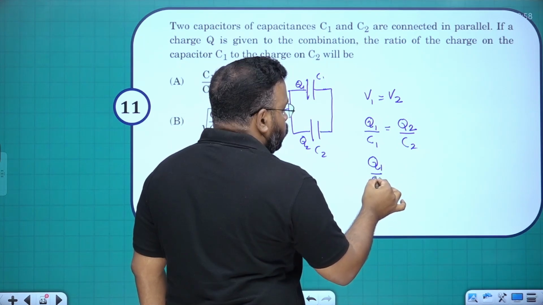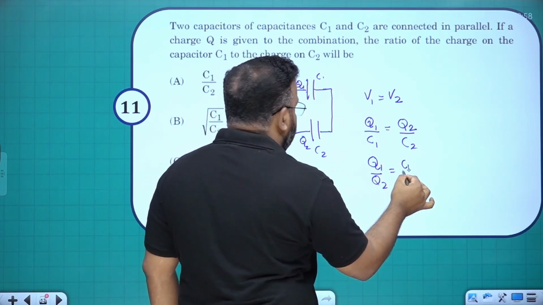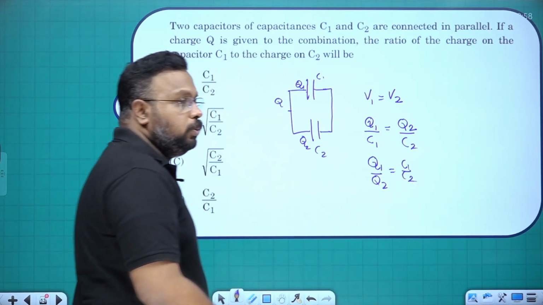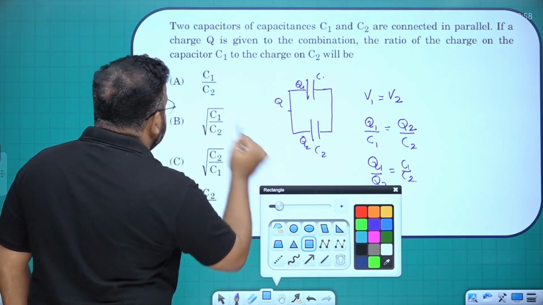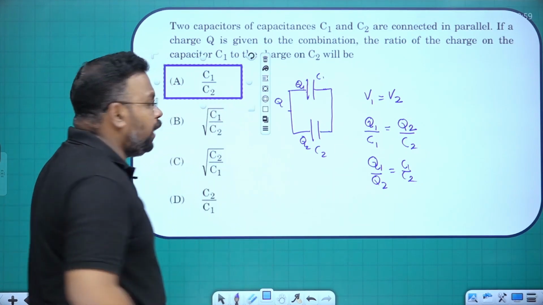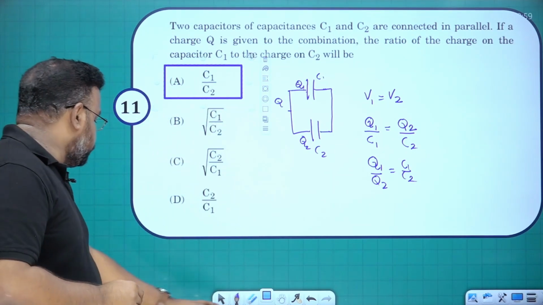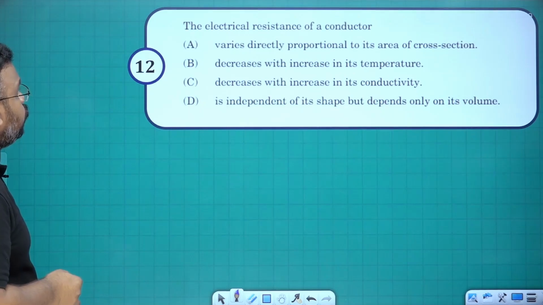What we need to find? We need to find Q1 by Q2, no? So Q1 by Q2 is equal to C1 by C2. Very simple question. It's option A. Option A is the right answer for this. C1 by C2. Easy. Next, question number 12.